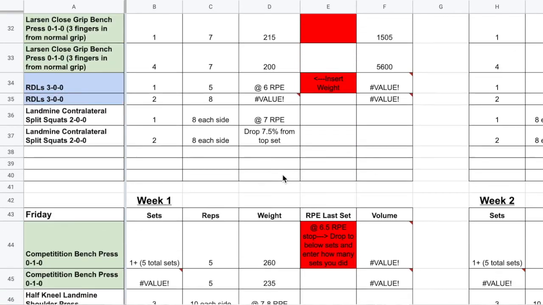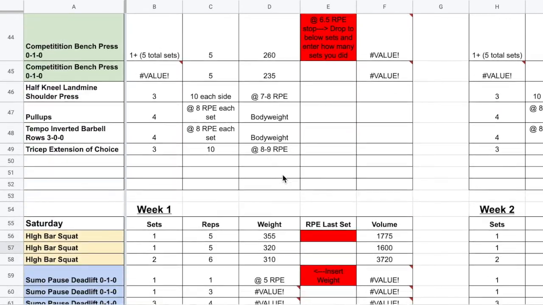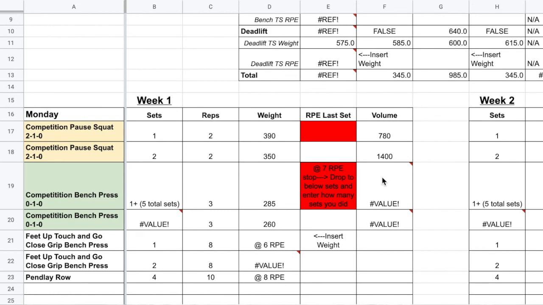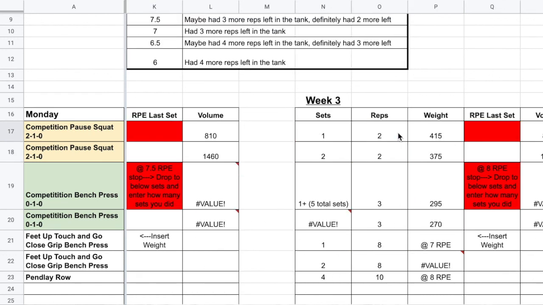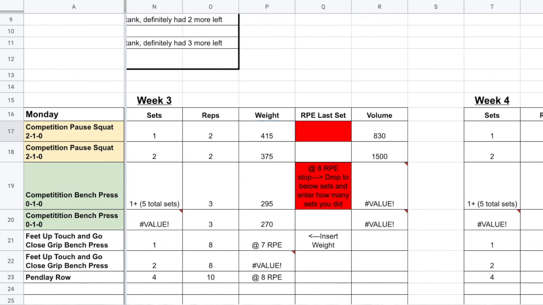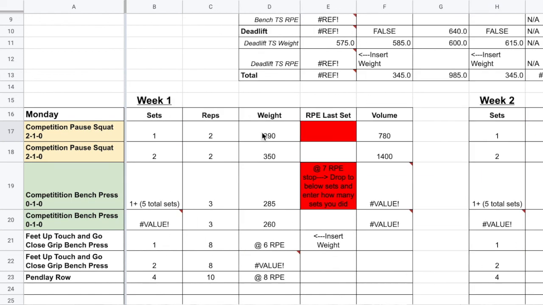And then we have his tertiary day coming up here. He has very easy work with competition pause squats, 1x2 and 2x2. I believe this goes 6, 5, 6, 5, 4, 3. So it gets pretty easy on that.